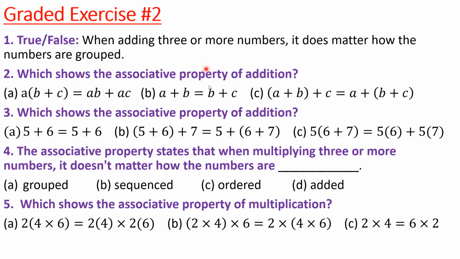The last two are in the chat, Amari. Thank you. Number 4 says, the associative property states that when multiplying 3 or more numbers, it doesn't matter how the numbers are blank. Is it A, grouped, B, sequenced, C, ordered, or D, added? And number 5, you have to choose which one is showing the associative property of multiplication. Please make sure to do this inside of your books.